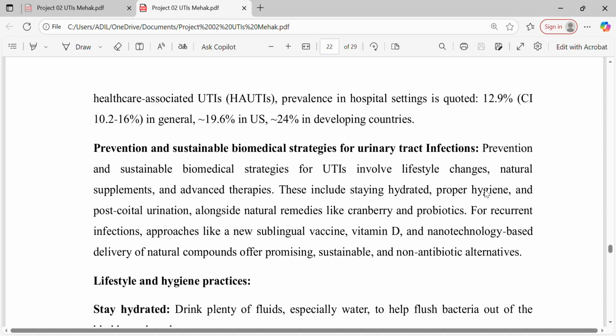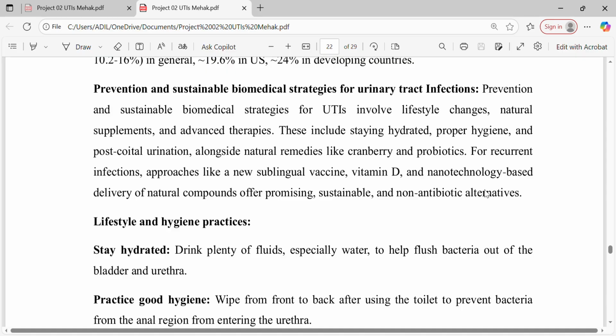Prevention and sustainable biomedical strategy for UTI involve lifestyle changes, natural supplements, and advanced therapies. These include staying hydrated, proper hygiene, and post-coital urination, alongside natural remedies like cranberry and probiotics. For recurrent infections, approaches like a new sublingual vaccine, vitamin D, and nanotechnology-based delivery of natural compounds offer promising, sustainable, and non-antibiotic alternatives. Lifestyle and hygiene practices: stay hydrated, drink plenty of fluids, especially water, to help flush bacteria out of the bladder and urethra.